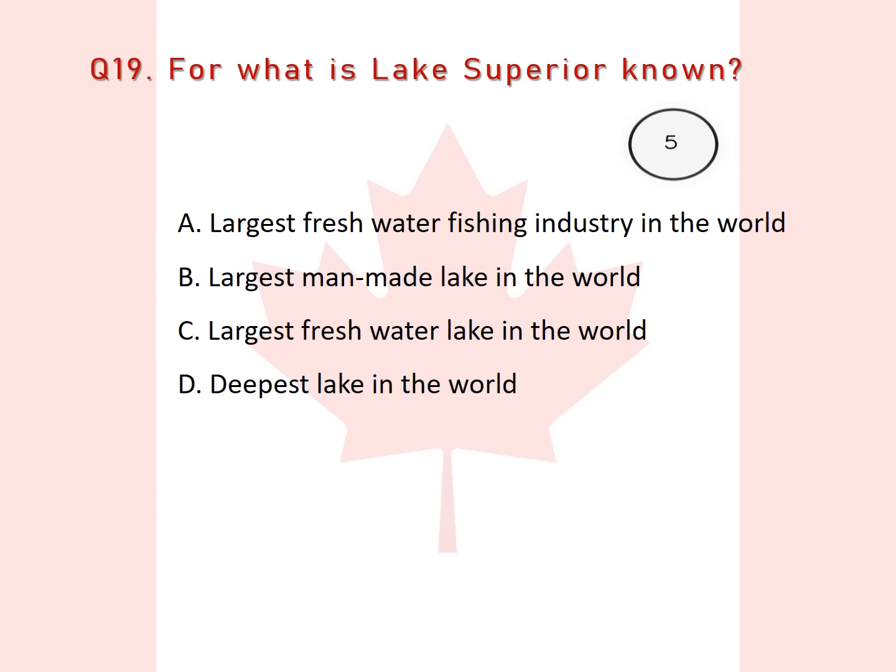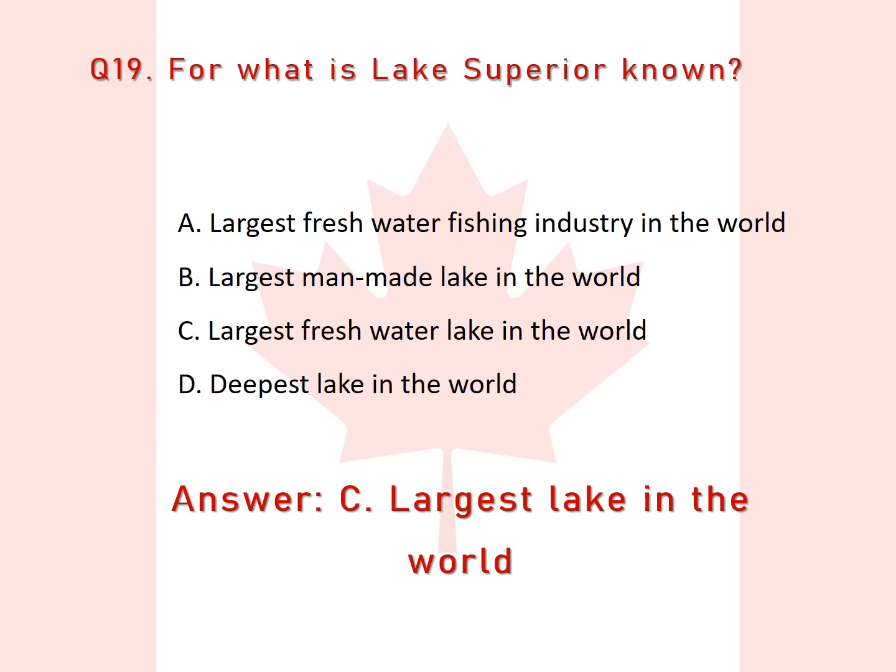For what is Lake Superior known? Option A, largest freshwater fishing industry in the world. Option B, largest man-made lake in the world. Option C, largest freshwater lake in the world. Option D, deepest lake in the world. Answer is C, largest freshwater lake in the world.